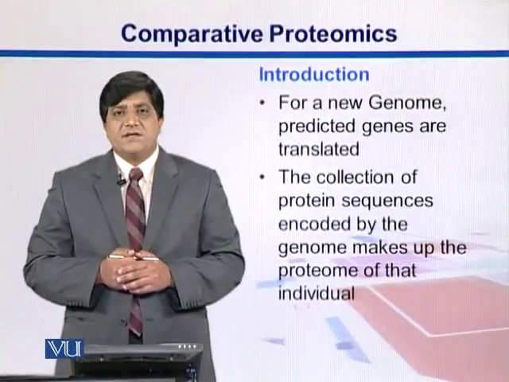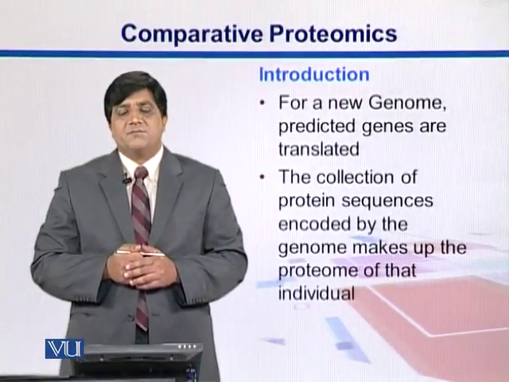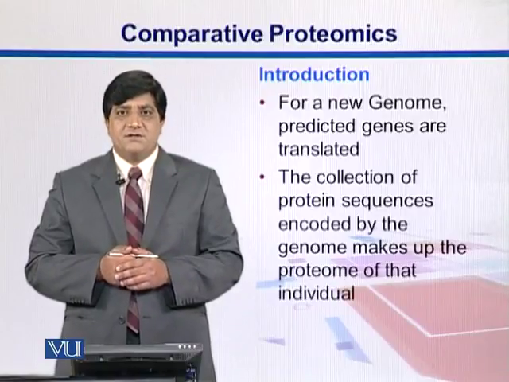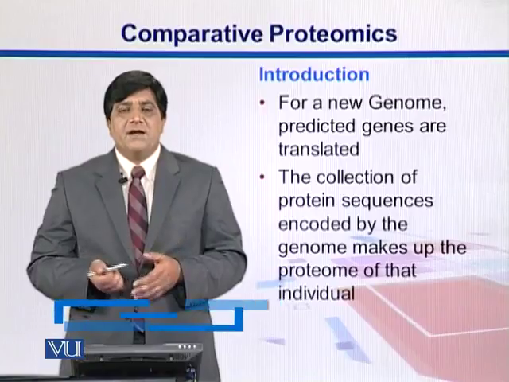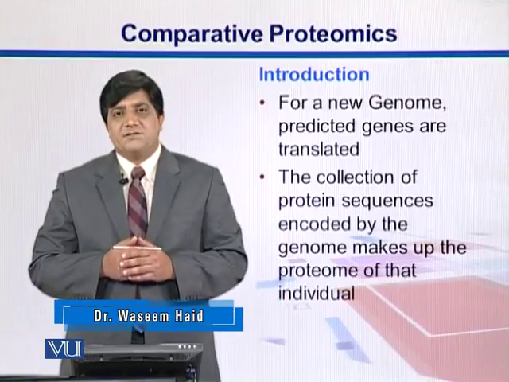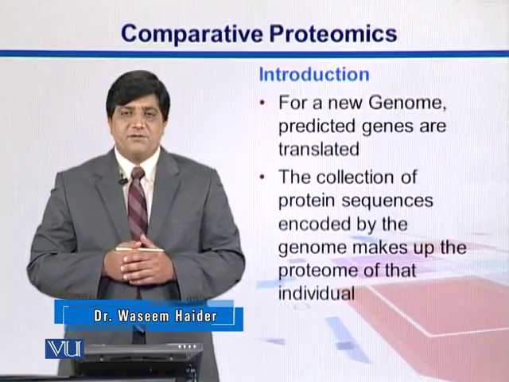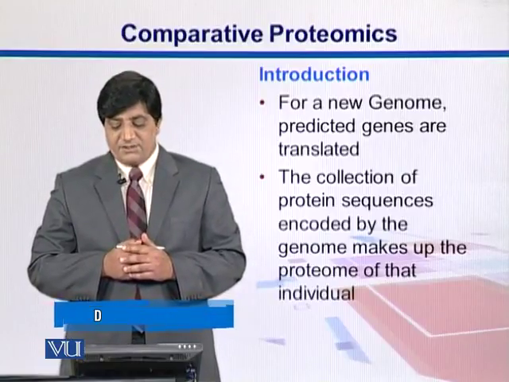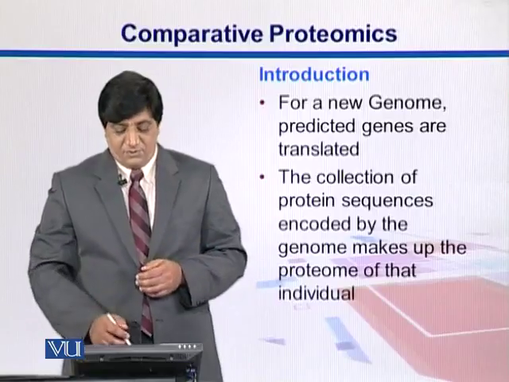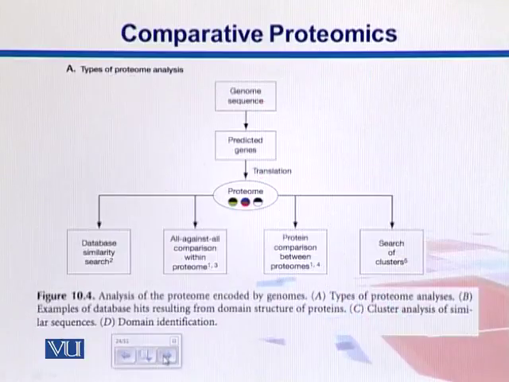So since genes encode proteins, and proteins are performing the actual life functions, we can have genomes and we can translate them into the proteins and compare those proteins with one another. This is called comparative proteomics. The collection of protein sequences encoded by genomes make up the proteome of that individual. Here is how comparative proteomics can be done.